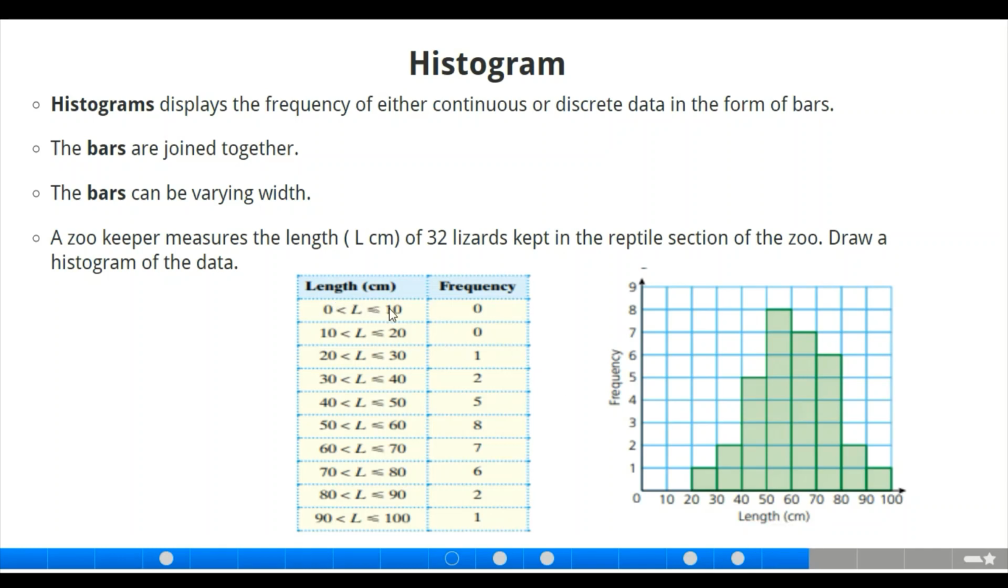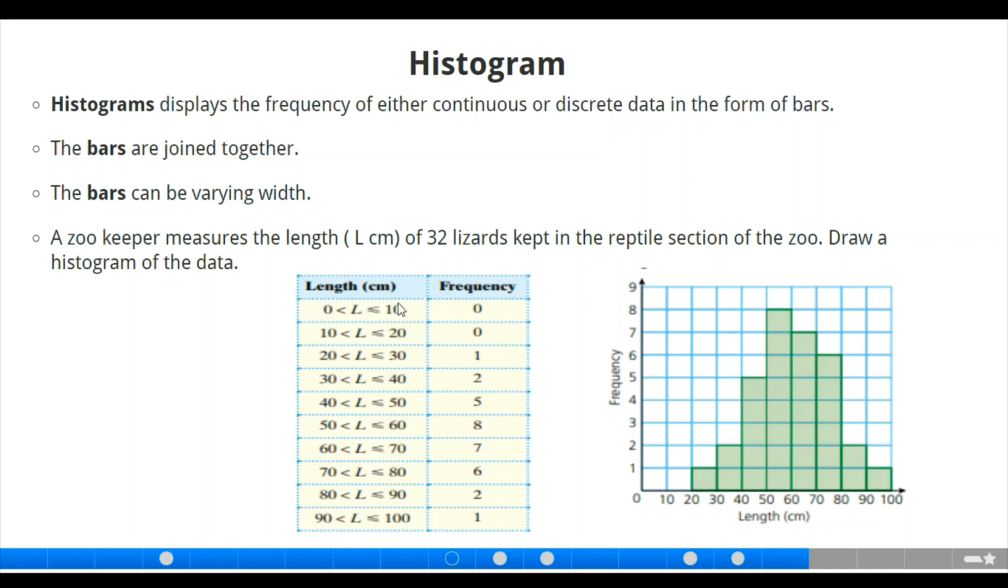It ranges from 0 to 10, and the frequency for 0 is 0. The frequency from 10 to 20 is what? The frequency from 10 to 20 is 0 as well. So the highest value of frequency that we have here is 8. So we start from 1 to 9 here. And for the frequency, we call this upper bound classes. We normally use the upper class boundary to prepare our histogram.